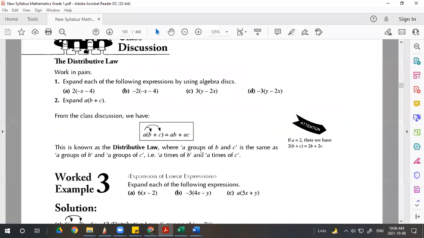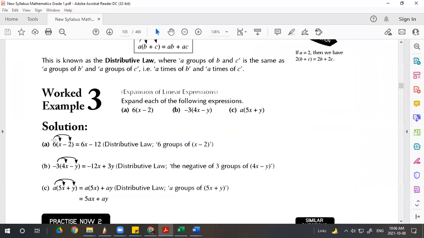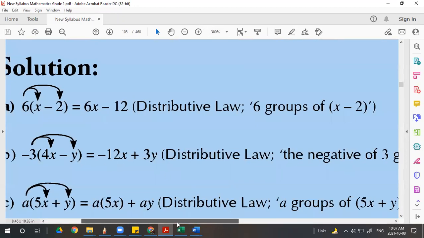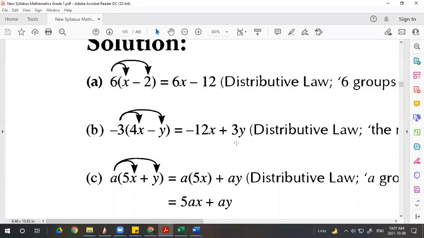Let's see. See, ada ya nih. A times B. Nah, ini juga sama nih. Ayo lihat ya. Sama dong. 6 times X, 6X. 6 times -2, -12. Udah, ini jawabannya. Oke. -3 times 4X, -12X. Sama ya. Jadi coba lihat tuh pelan-pelan. Lihat, tapi jangan merem-merem ya. Kalau merem nggak kelihatan.